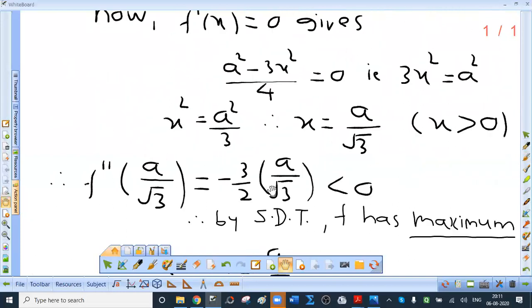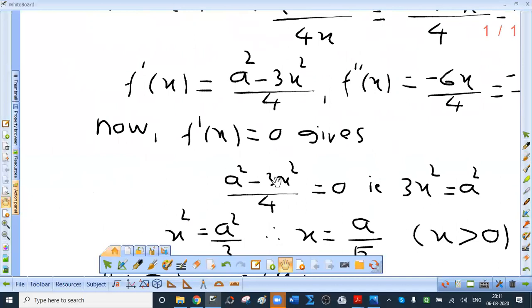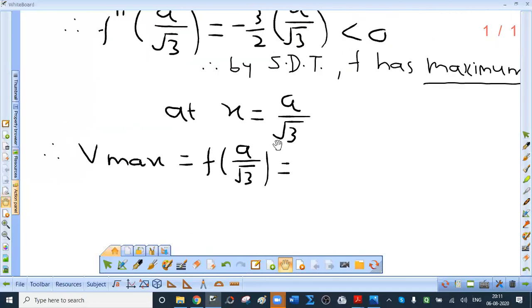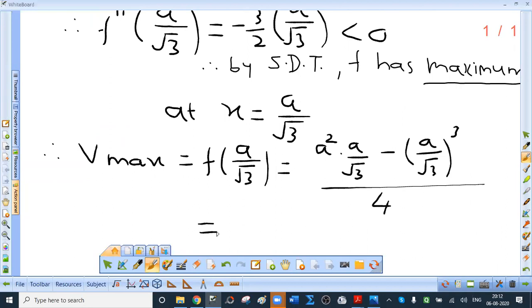So let me just check what is that function. So that is x square into a square minus x square upon 4x. That is what? A square x minus x cube upon 4. Okay. So that is a square x minus x cube, so a upon root 3 cube upon 4. Now simplify this and tell me what is the final answer. Simplify this. You should get a cube upon 6 root 3 cubic unit.